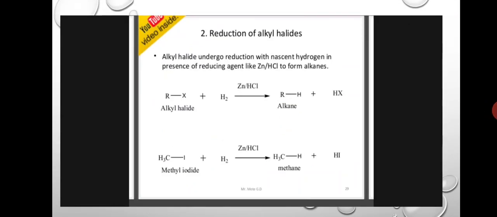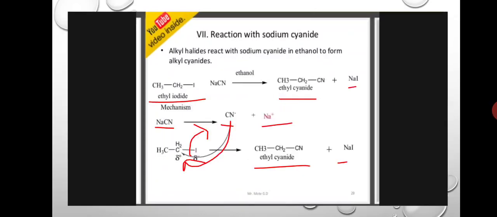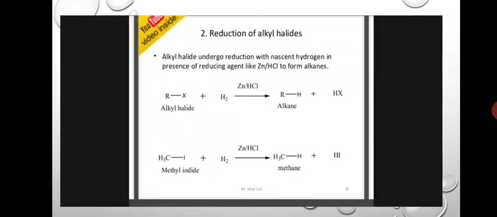Okay, till here these 7 reactions come under nucleophilic substitution reactions. Nucleophilic substitution reactions depend upon the different nucleophiles we have been discussing till now. Okay, next, the reactions of alkyl halides. The second reaction is reduction of alkyl halides. First is nucleophilic substitution, various types of which we have discussed. Next reaction is reduction of alkyl halides.